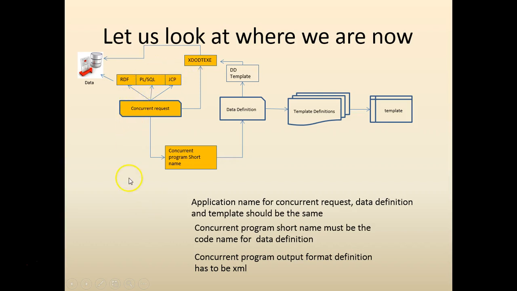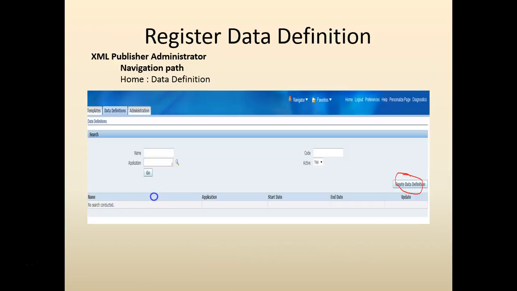So far we have registered the executable. We have seen the screenshot of how we register an executable. It can be either a PLC. The sample we were looking at was an RDF and an XDOTEXE. So we have defined the concurrent program. Make sure you have the short name and the application name, which are key to this processing.